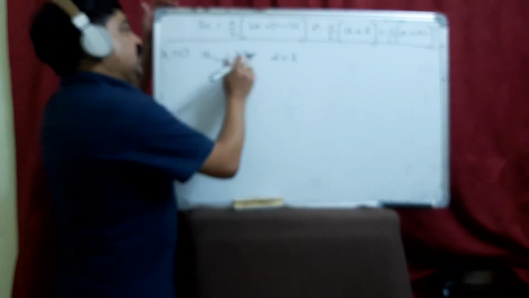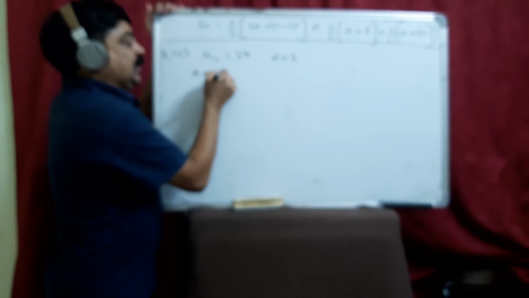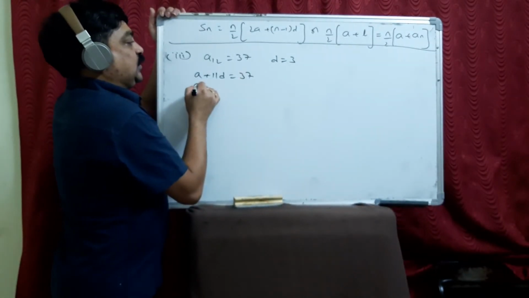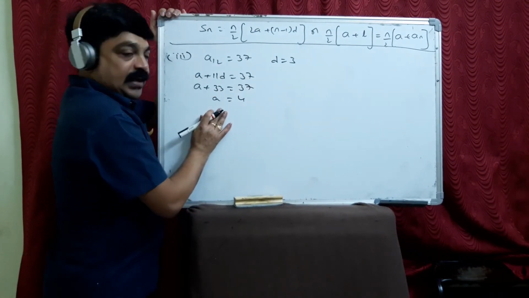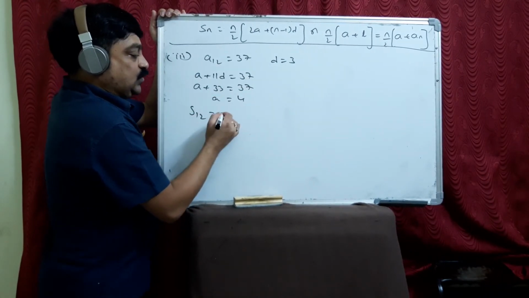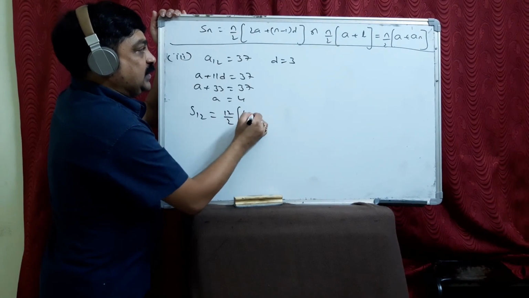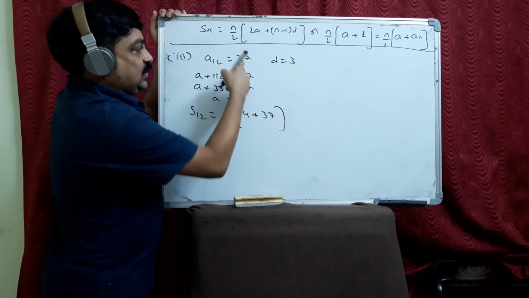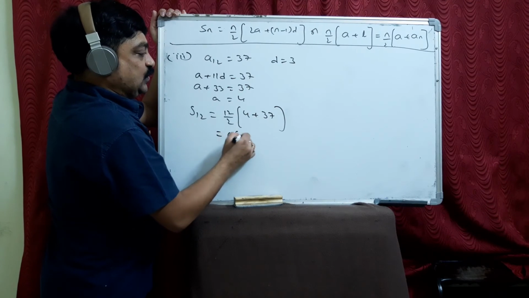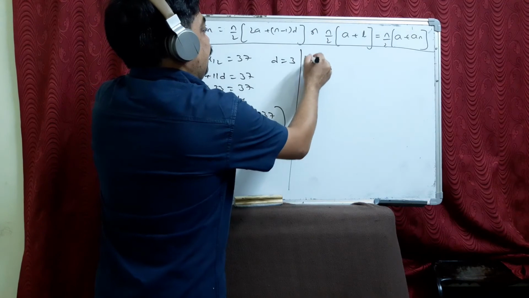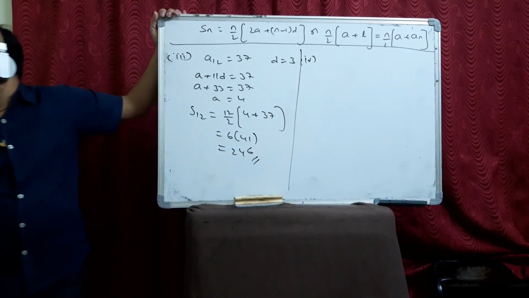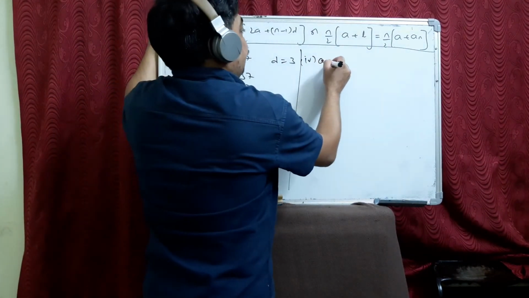So in this question also you are given A12 and D value. You are asked to find out A and S12. See, first from here A plus 11D is 37. So A plus 33 is 37. So A is equal to 4. After getting A, you are asked to find S12. S12 is 12 by 2, first plus last. Last is this 8, no? So 6 into 41, 246.